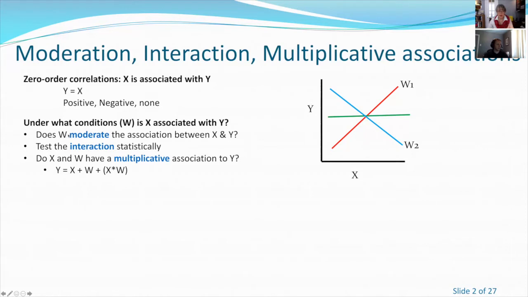The theoretical idea is that some condition or some characteristic W is moderating the association between X and Y. To determine if that's the case, one would test the interaction statistically, and the way you would test it is by including a multiplicative interaction term in the regression. Some people talk about how if Y equals X plus W, that is an additive association. And then once you include that interaction term, it becomes multiplicative.